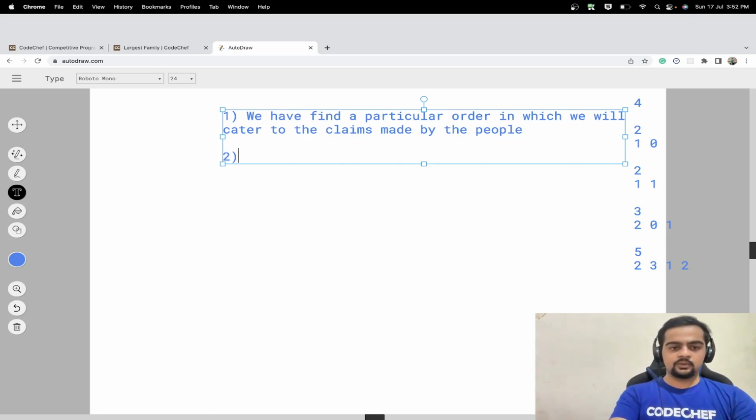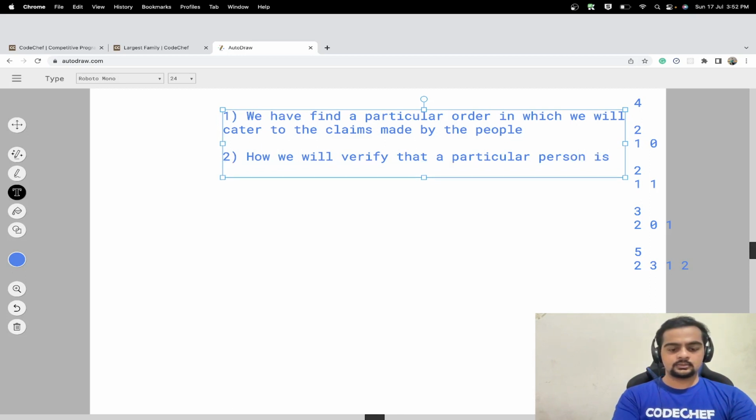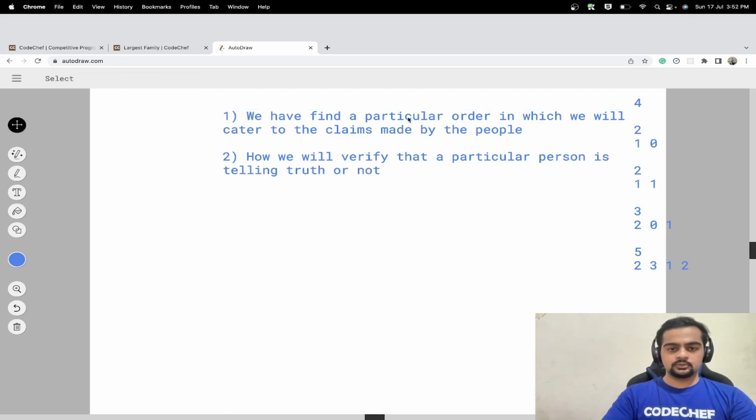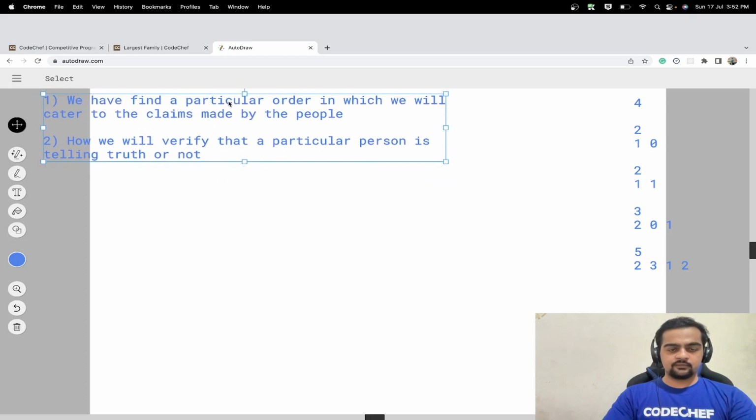Okay, second point would be how we will verify that a particular person is telling truth or not. So these are the two things that we have to first of all focus on.